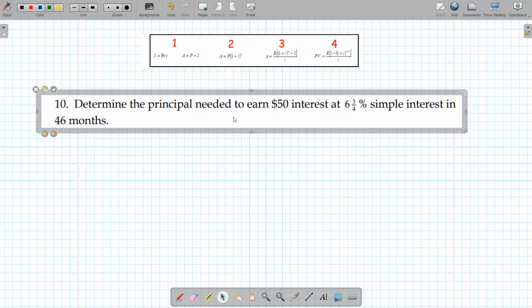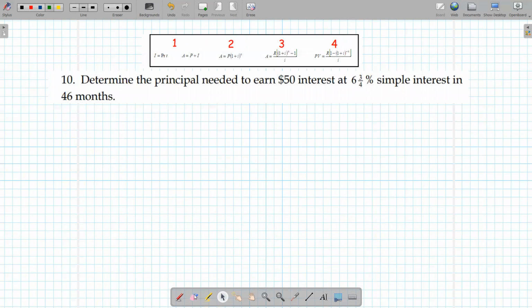Alrighty, this one. Determine the principal needed to earn $50 in interest at this simple interest in 46 months. One, two, three, or 4? 1. Okay, so what do we know? We have I, P, R, T.